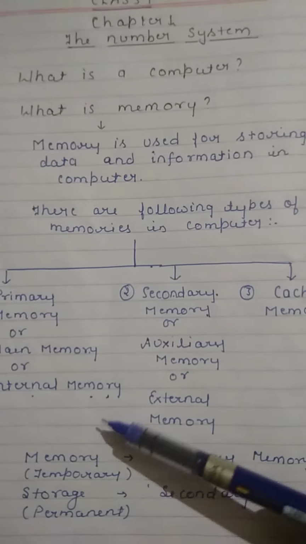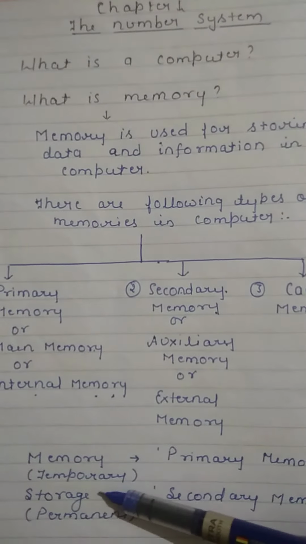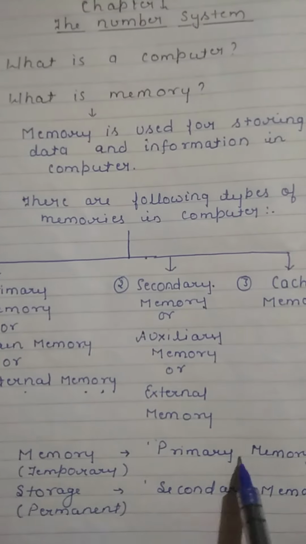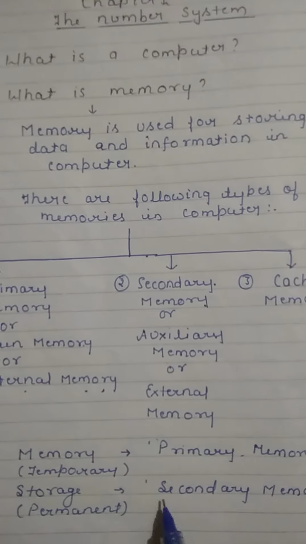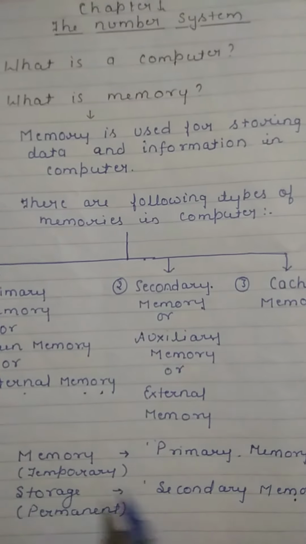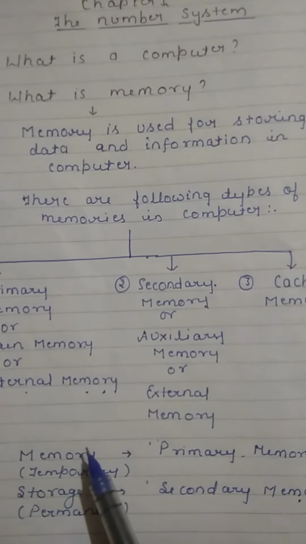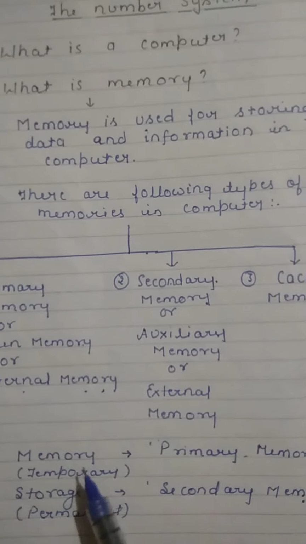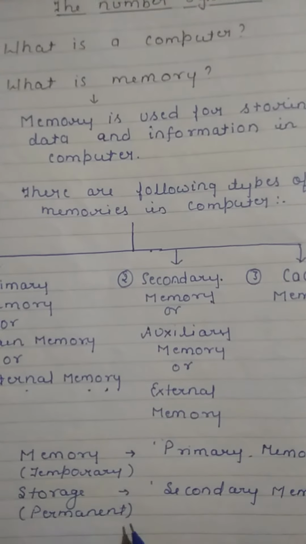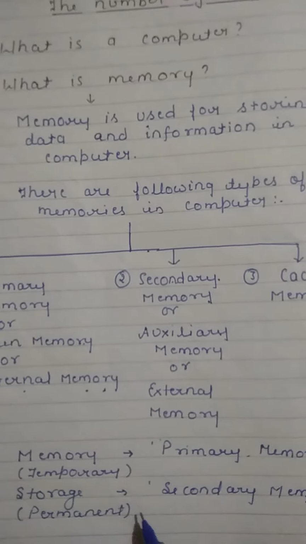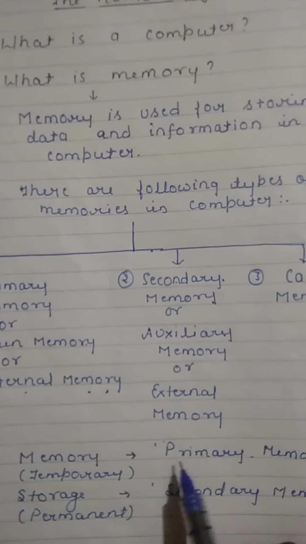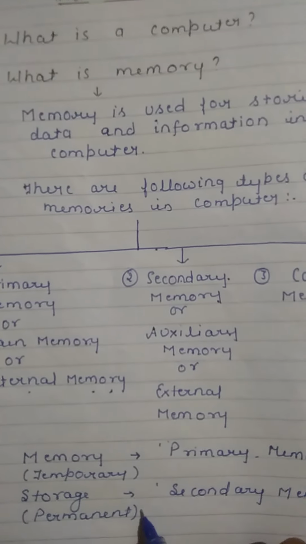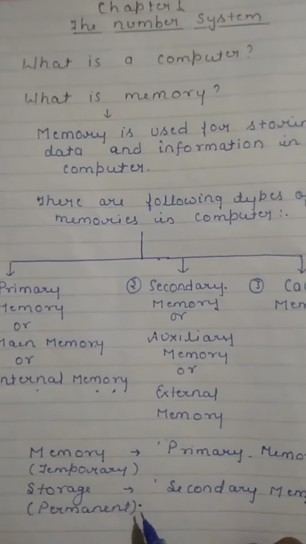Now, sometimes we use the word memory and sometimes we use storage. So, memory we use for the primary memory, and storage we use for secondary memory. And we can say that memory is used for storing data temporarily, and storage is used for storing data permanently. So it means in primary memory, data is stored temporarily, and in secondary memory, data is stored permanently. So I think it is clear.